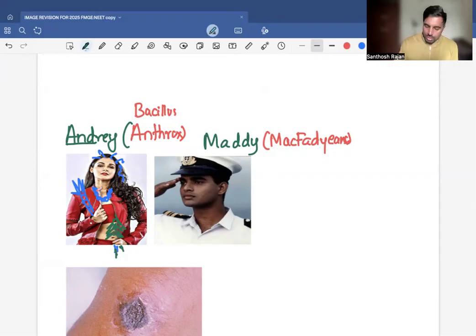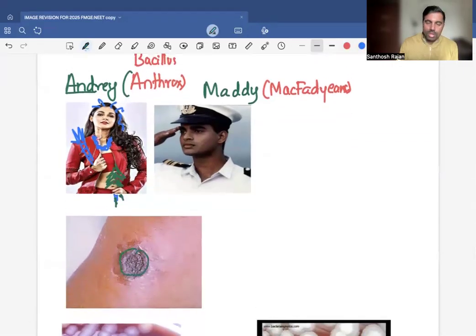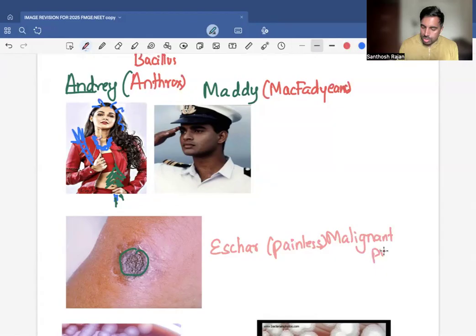And of course the characteristic lesion in Bacillus anthracis, because it's animal wool sorter's disease, or the other one is your Harry Potter wool sorter, doesn't matter. So what is the basic? Just an eschar, painless. Usually an eschar is painless. It's a malignant pustule. It sounds crazy, but it's not dangerous. You call it a malignant pustule.